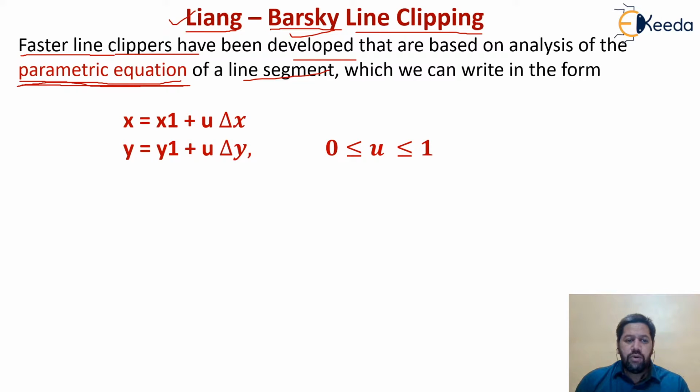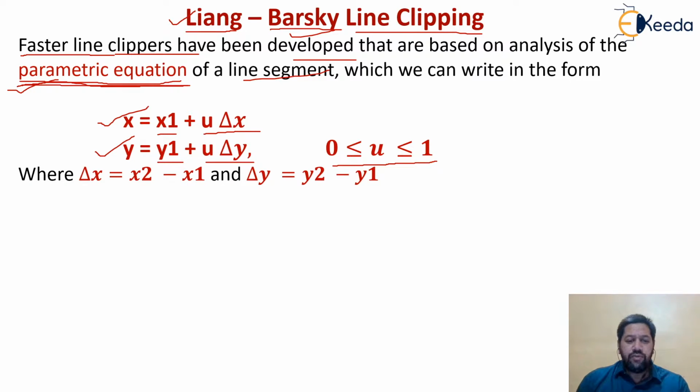So how are these parametric equations written? To find the x value, x is equal to x1 plus u into delta x. The value of y is equal to y1 plus u into delta y. And the value of u varies from 0 to 1. So these are the parametric equations that we can use in the algorithm.